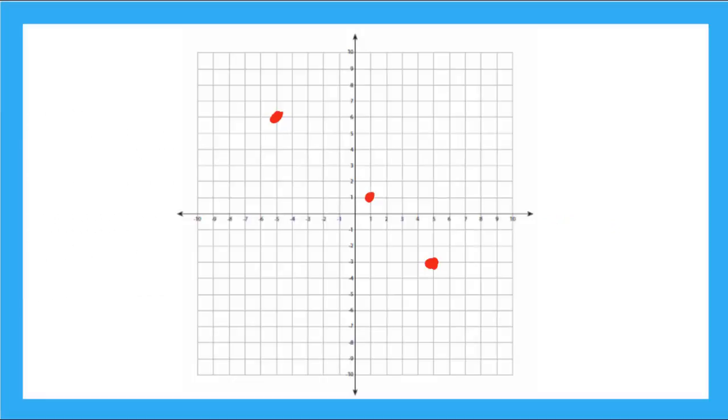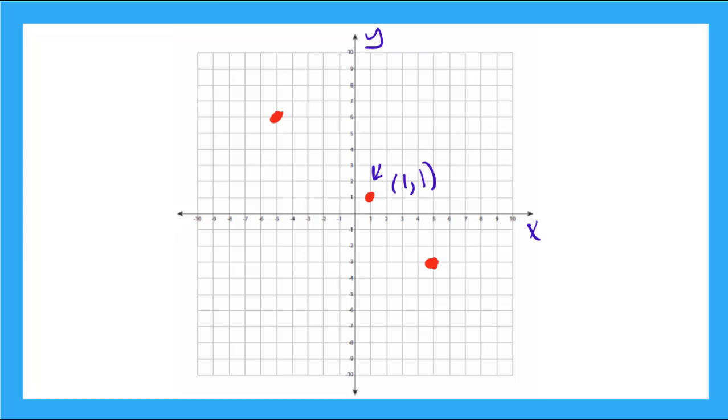So here on my coordinate grid, you'll see there's 3 different points here. And we're going to determine how far away each point is from the x-axis and the y-axis. Let's start with this point here. How far away is this point at coordinates 1, 1 from the x-axis?